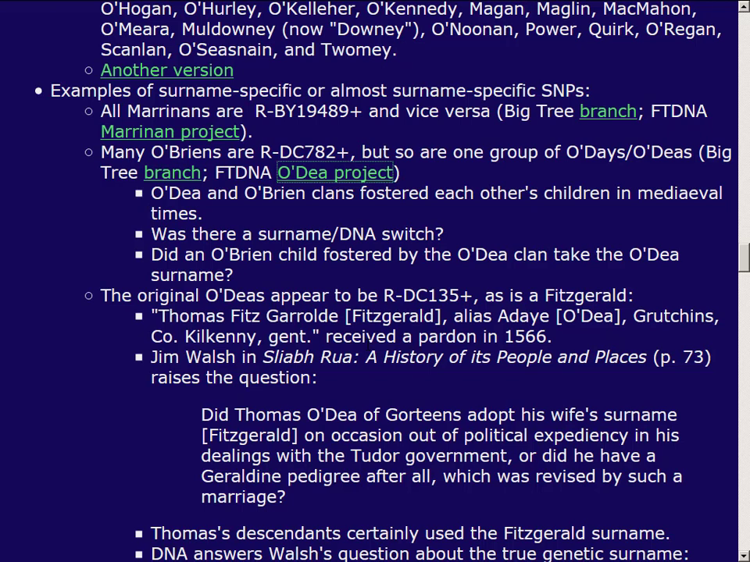Well, the DNA, we saw there a Fitzgerald in the middle of a whole bunch of ODs with the OD DNA signature, but the Fitzgerald surname. So I think this confirms that our 16th century Thomas Fitzgerald started life as an OD, and because he was dealing with the Tudor authorities, adopted the Fitzgerald surname, and his descendants have the Fitzgerald surname down to today, but they have the OD DNA signature.